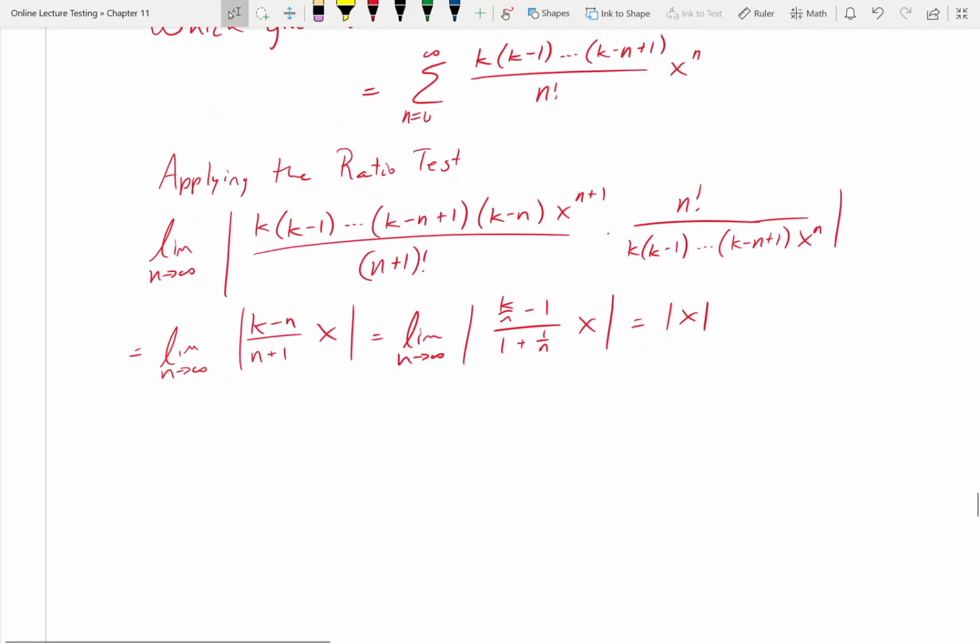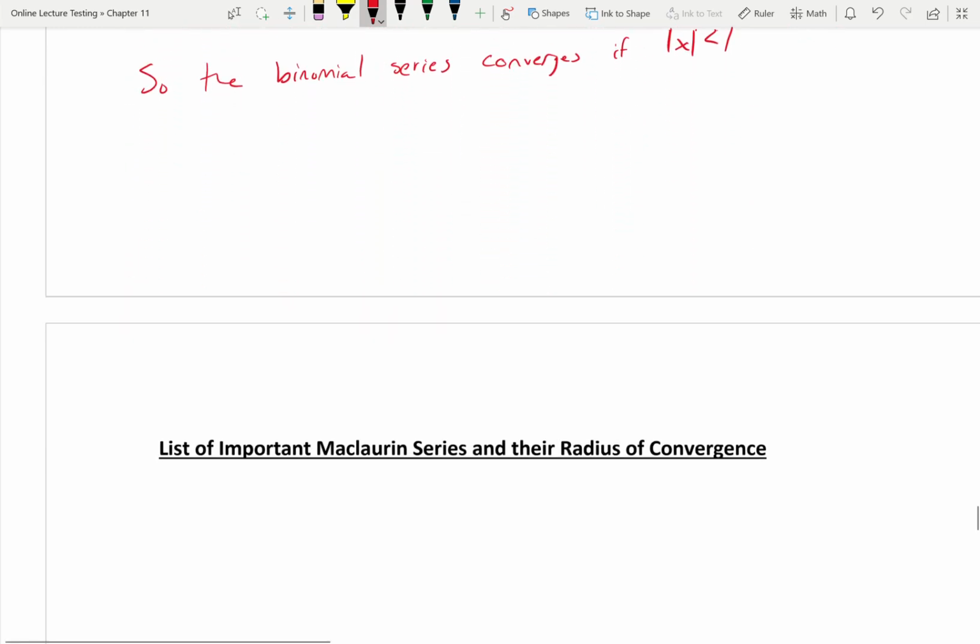So, since this is the ratio test, this converges for all values where the absolute value of x is less than 1. So the binomial series converges if the absolute value of x is less than 1. All right. So that's just another series to deal with, just giving some more information out there.